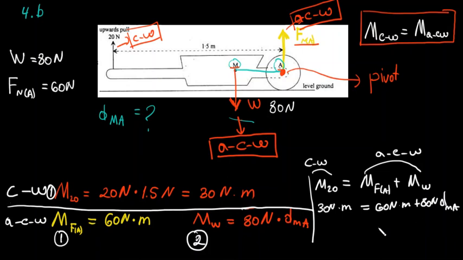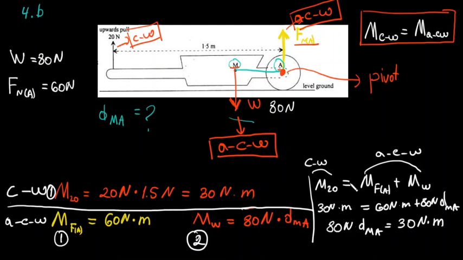d_MA. So I can write 80 Newton times d_MA is equal to 30. Because I'll use the modulus, I'm just going to write it as 30, because if I move this over here it's going to be negative, but I'm going to write it as a positive number because I'm just looking for finding this one. So it's equal to 30 Newton meter.